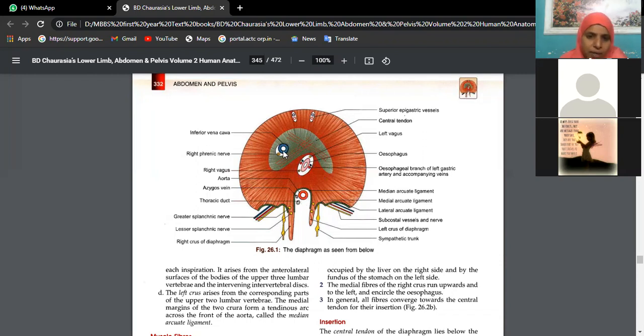So the inferior vena cava opening also has a passage for the right phrenic nerve. The esophageal opening also has openings for the left and right vagus, and it also has branches of the left gastric artery, the esophageal branch. And the aortic opening also carries the passage for the azygos vein and thoracic duct. Okay, so that is all about openings.